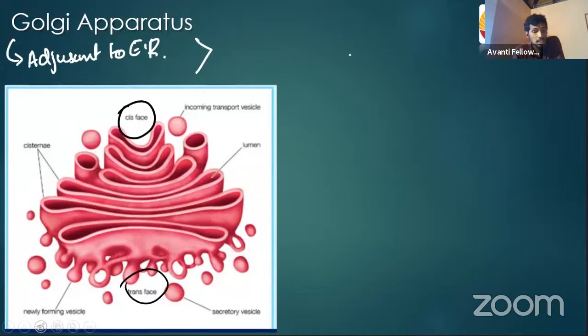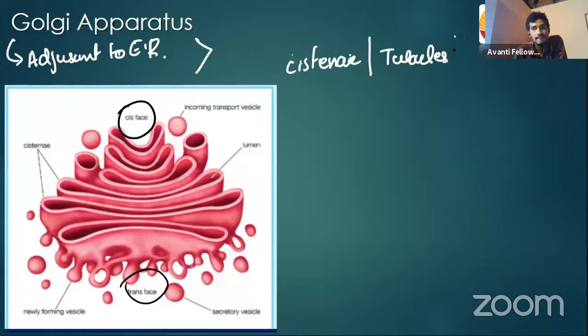This Golgi body structure, if you talk about the structure, it also has three different kinds of structures. One is the cisternae, another one is the tubules, and another one is the vesicles.